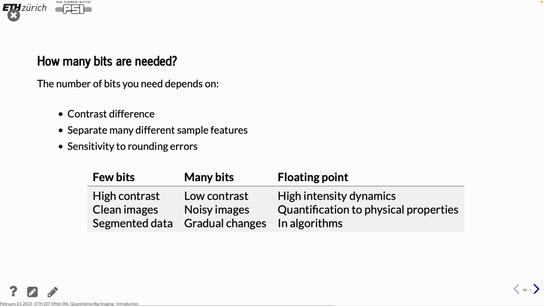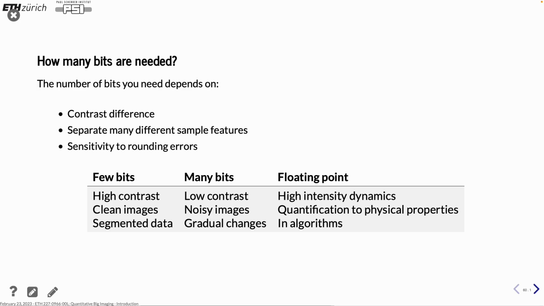So looking at few bits, you require high contrast images, which must also be clean images, and it's mostly used for segmented data already. With many bits, you can have less contrast in the image or in certain regions. It's also useful when you have noisy images, and I would say you always have, because we are living in nature and we have counting noise from the detector systems, etc. And also if you want to see gradual changes within the sample.